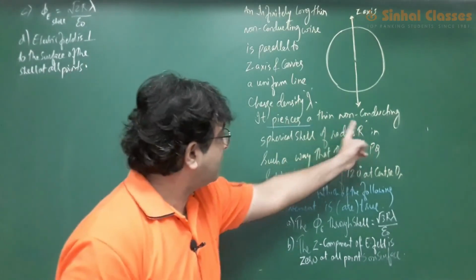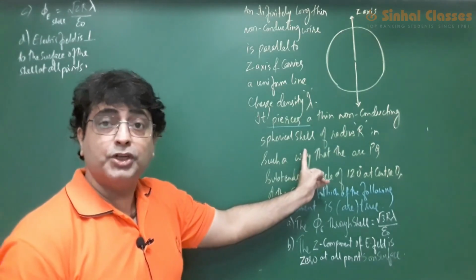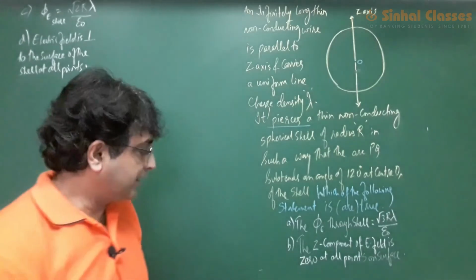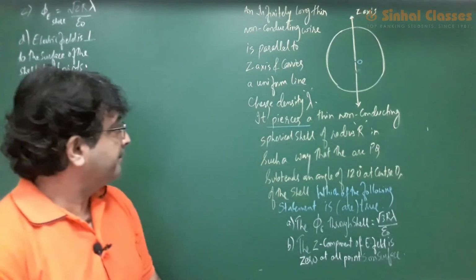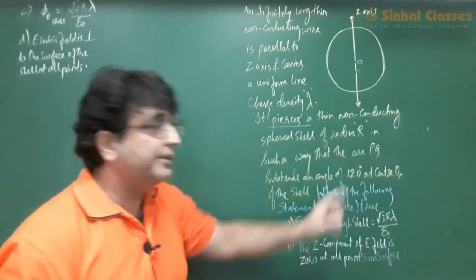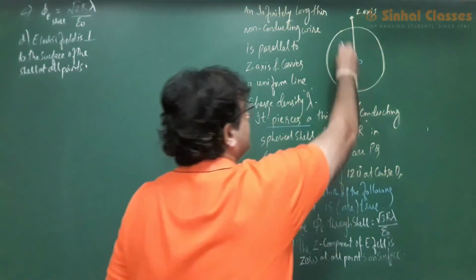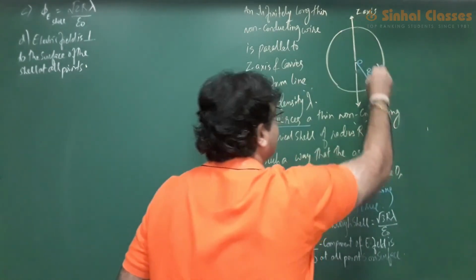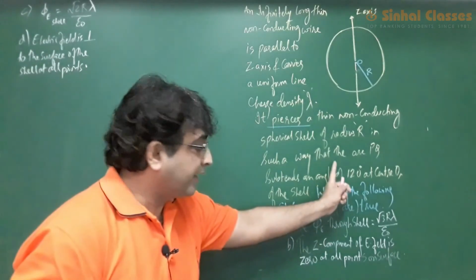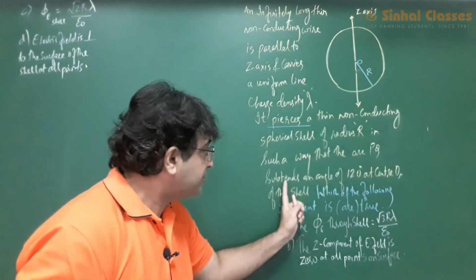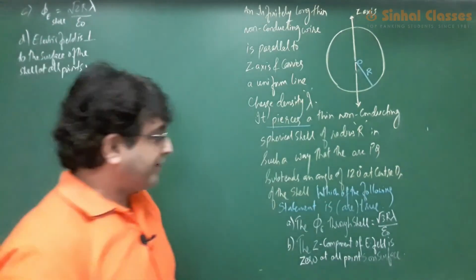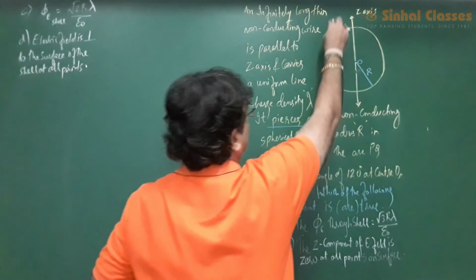It pierces a thin non-conducting spherical shell. Please note, it's a non-conducting spherical shell. Let us take this as the center of the shell. It pierces a thin non-conducting spherical shell of radius capital R. If I consider this as a spherical shell, I'll take this capital R as the radius of this shell, in such a way that arc PQ subtends an angle of 120 degrees at the center O.